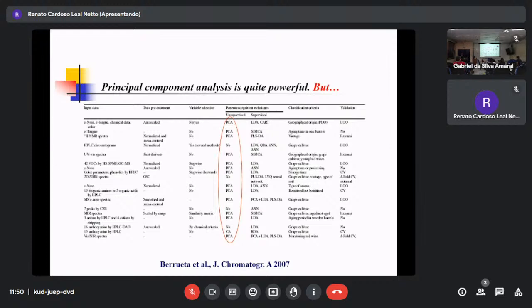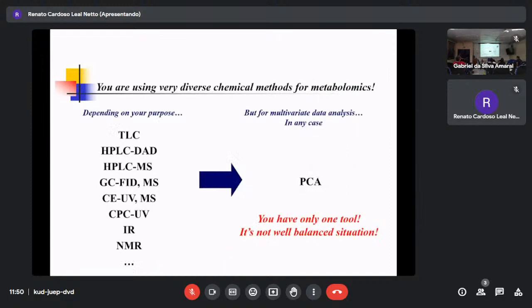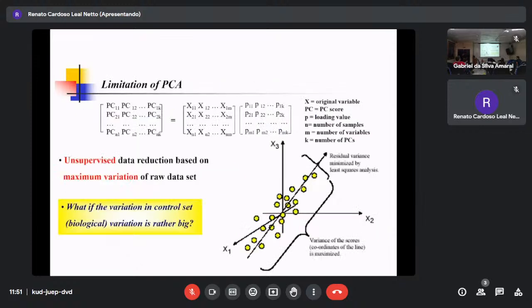So it depends. Many people say PCA is the unique one, but actually you can use a lot of analytical tools. If you are using only PCA, it's not fair. You have to apply multivariate supervised or unsupervised methods depending on your goal. You don't have to choose PCA, but then you have to choose several variables.